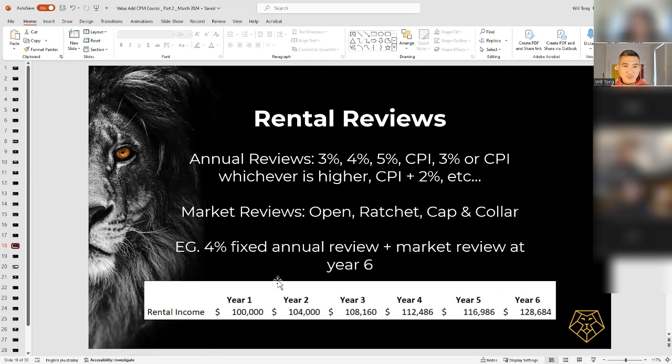So here's just an example of how the market review works. Let's say there's a lease with 4% fixed annual review, and there's a market review at year 6. Then you start off at 100K. Year 2 will be 104 because it's a 4% increase. Year 3 will be another 4% increase, etc., etc. And then at the market review in year 6, the rent has gone up by 10%. So that will be what the new lease rental is going to be. Cool.